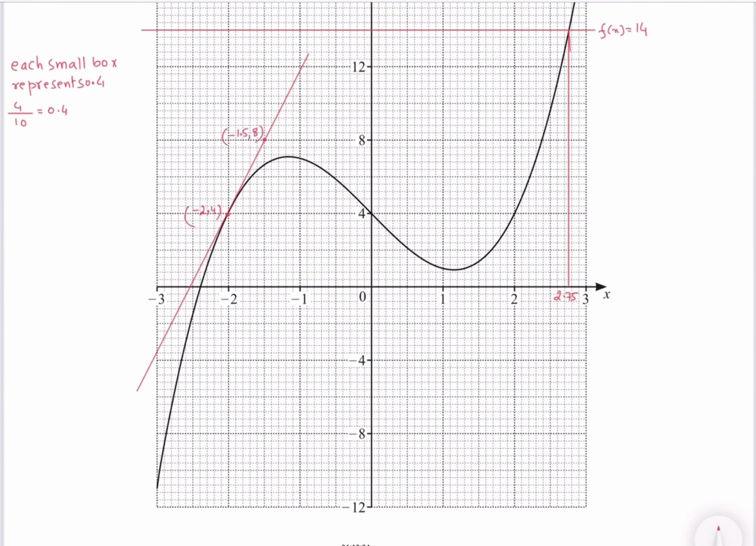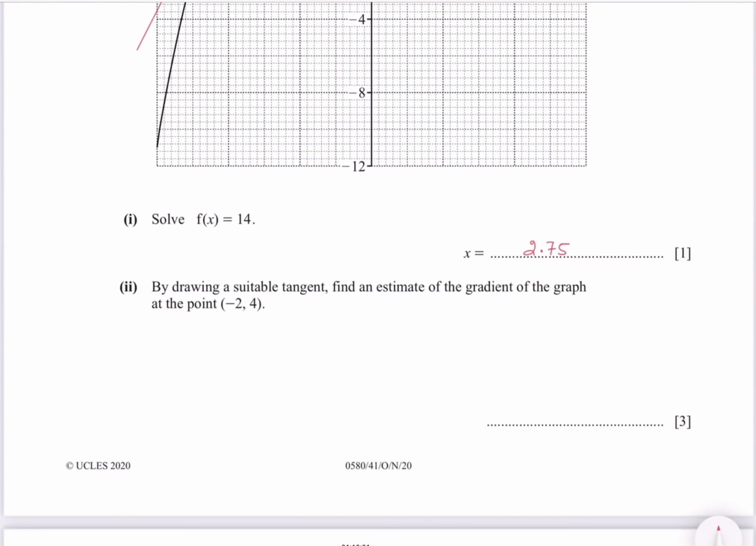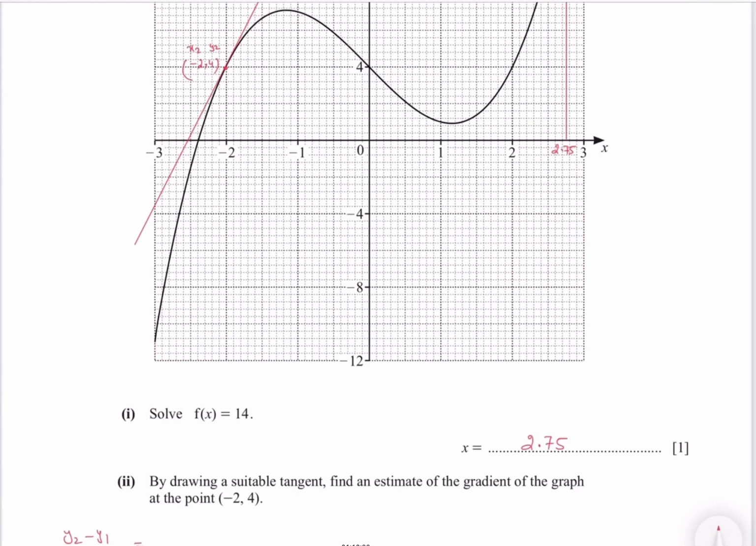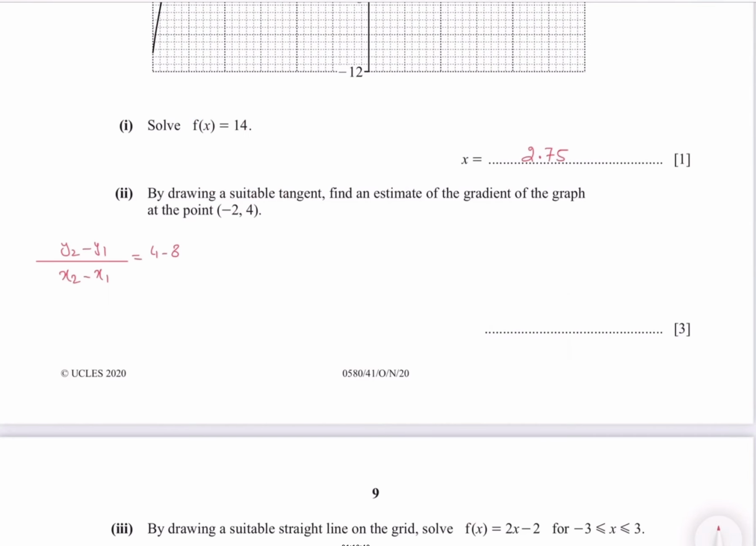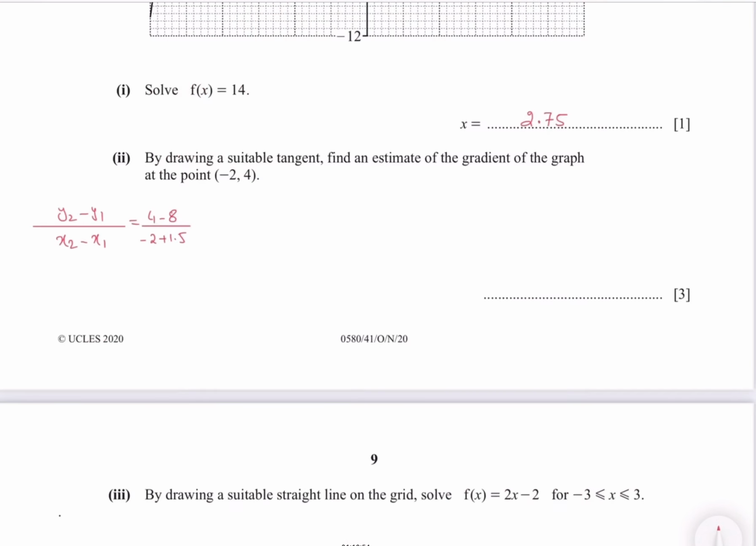So this is x1, y1 and x2, y2. Put these values in the formula: y2 minus y1 over x2 minus x1. So this is positive 8.